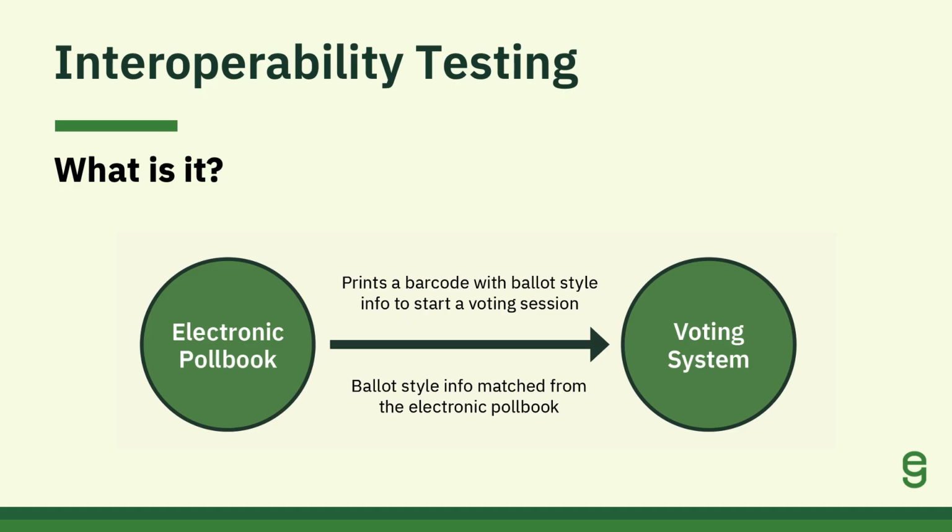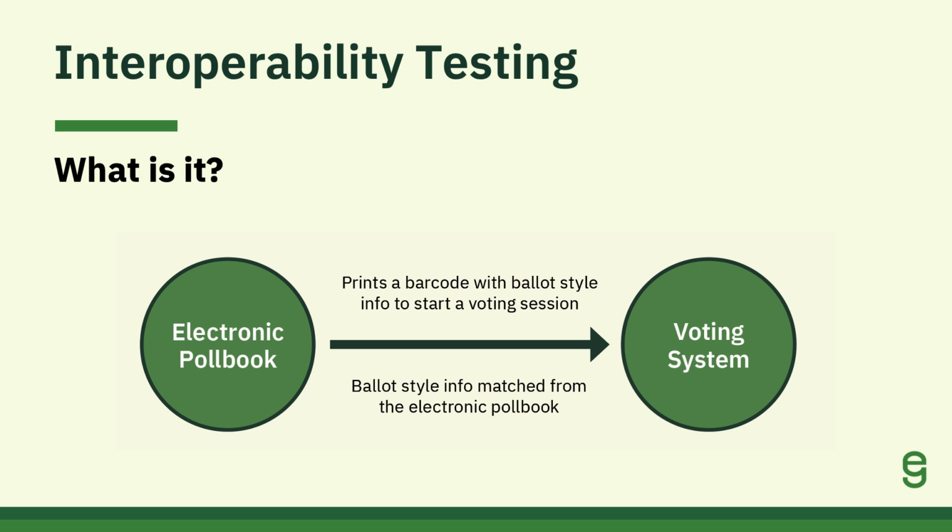So as we go to the next slide, notice that interoperability testing is really shown here between an electronic poll book and a voting system. What we want to discuss is the importance of ensuring that the data that comes, for example, from a voting system is matching what's in the electronic poll book. For those who use, for example, a printed barcode to activate a voting session of a marking device, or use information to program an access card in order to pull up the ballot style, it's really important that the two data points are matched up to ensure that everything's working accordingly.